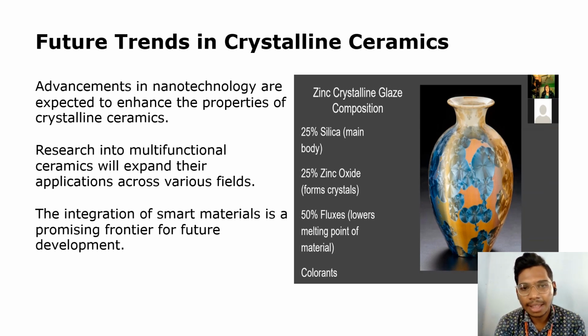Zinc crystalline glass composition: 25% silica is present as the main body, 25% zinc oxide forms the crystals, and 50% of the structure lowers the material's melting point.